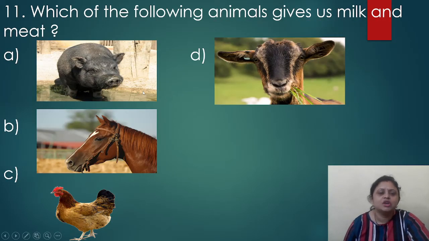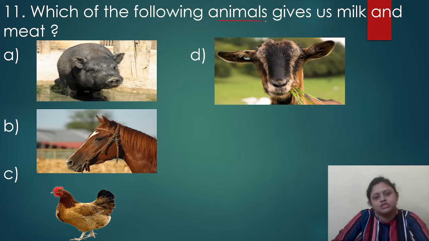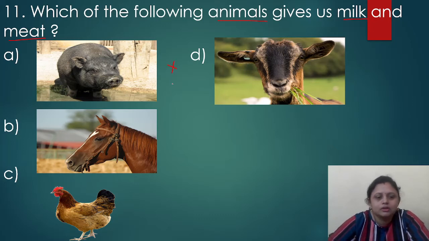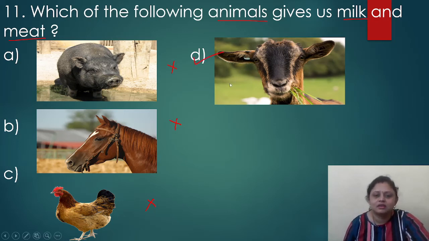Now the next question, which of the following animals gives us milk and meat? I hope everyone knows the answer, right? What may be the answer? Is it pig? No, not at all. Horse? No. Hen? No, hen does not give milk, right? And goat, yes, goat gives us milk and meat. So the correct answer is option D, that is goat.